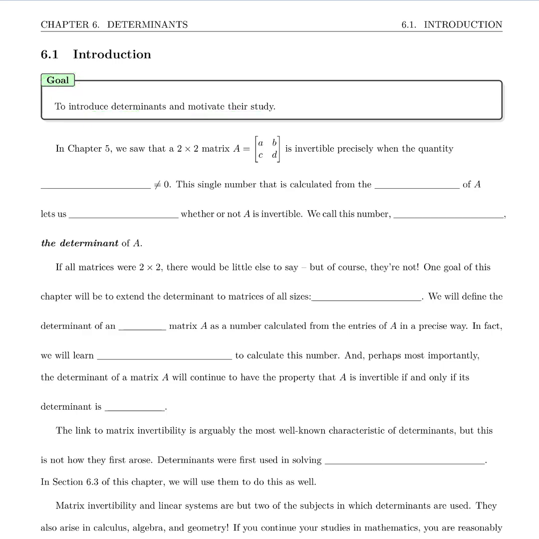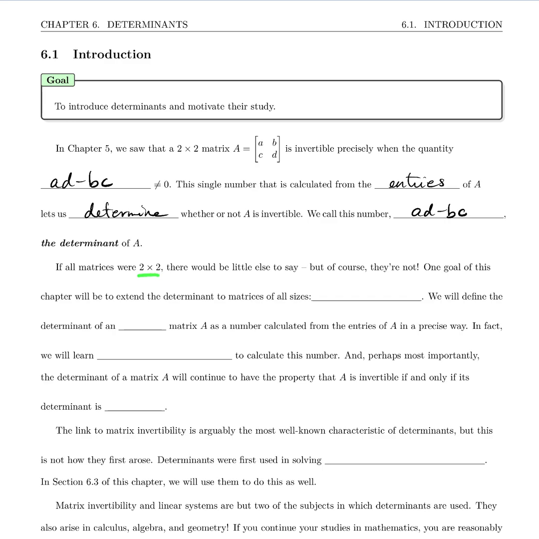In Chapter 5, we saw that if we had a 2 by 2 matrix A, which is A, B, C, D, it was invertible precisely when the quantity AD minus BC was not equal to 0. This single number that's calculated from the entries of A lets us determine whether or not A is invertible. We call this number, this AD minus BC, the determinant of A.